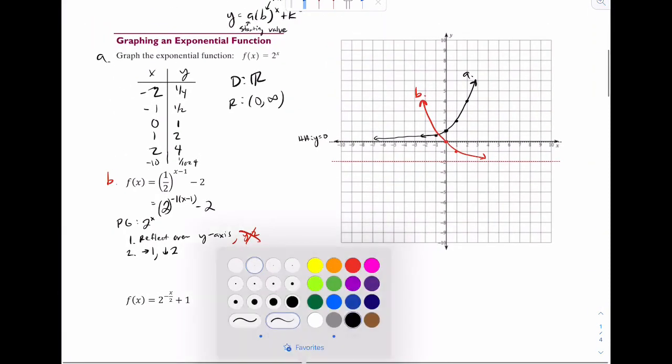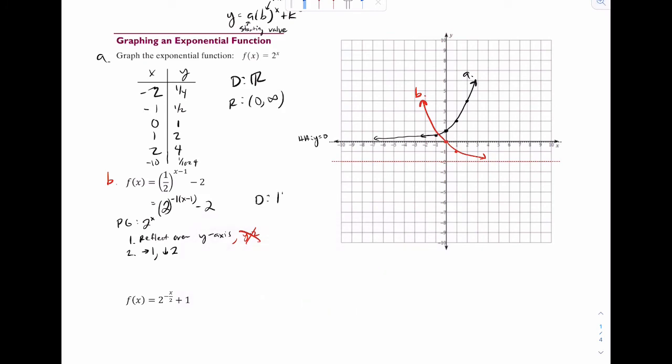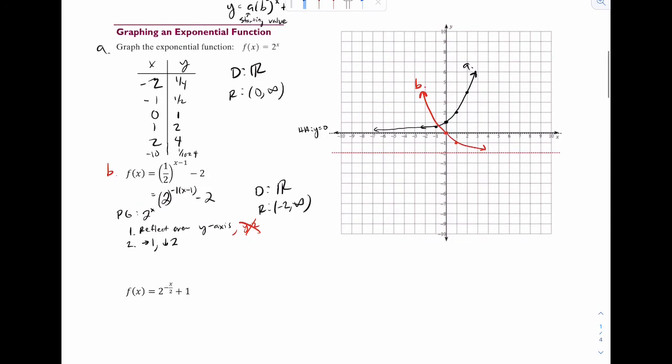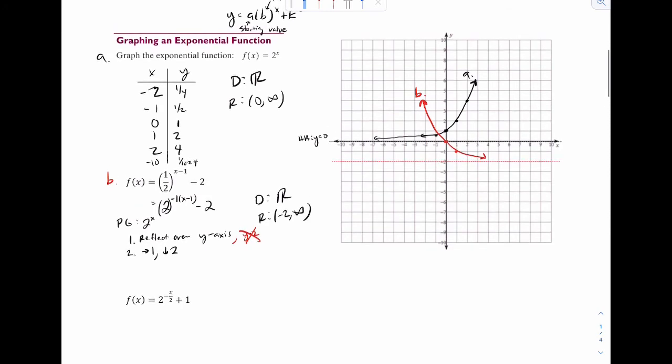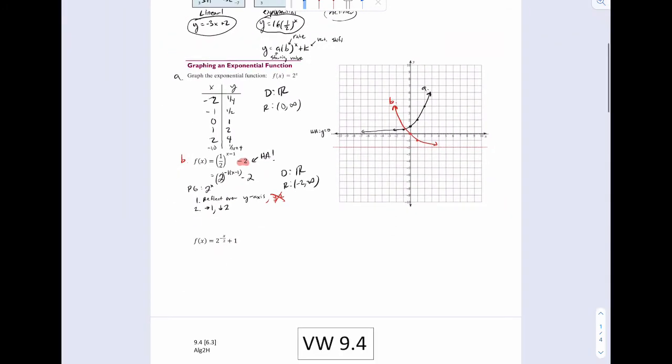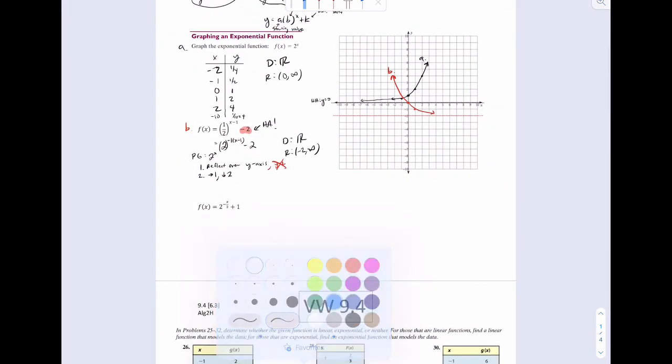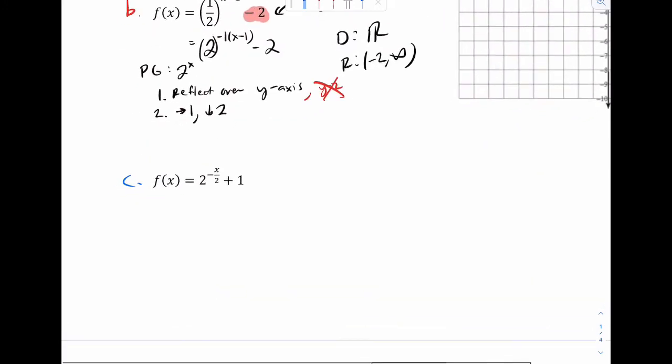And I'll do my domain and range. I can see the domain is still everything. The range is now -2 to infinity. And what's really helpful is to notice that this thing right here actually tells you your HA value. So that's very helpful. Let's try one more graph. Let's call this one C. I'll do it in blue.